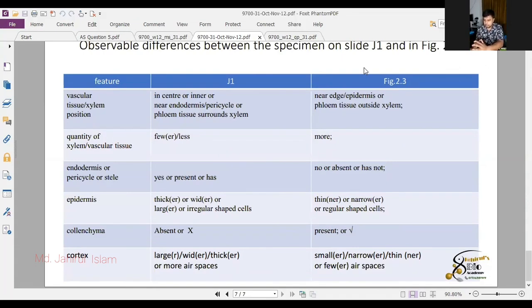I already have discussed endodermis, pericycle or stele. You can write down in Z1 it is present, has, or yes. In figure 2.3 there is no endodermis or pericycle, so you will write down absent or not here. As well as epidermis, you can write down thicker, wider in Z1, whereas it is thinner in figure 2.3. Parenchyma tissue you can write down absent, or you can use a cross sign to show there is no parenchyma. But in figure 2.3 you can write down it is present, or a check mark.